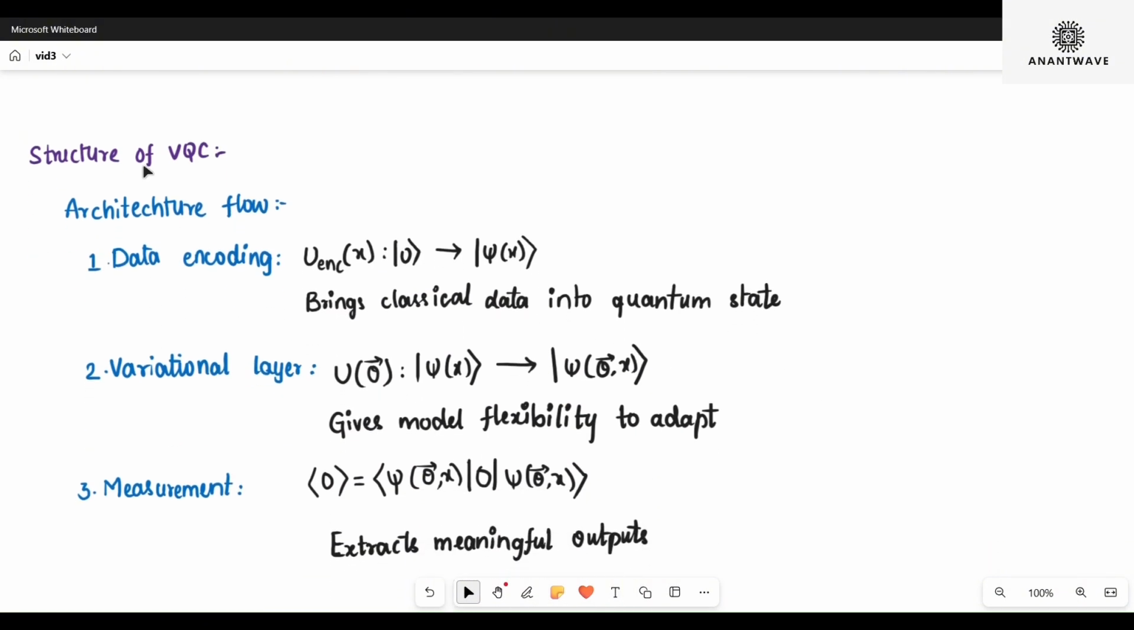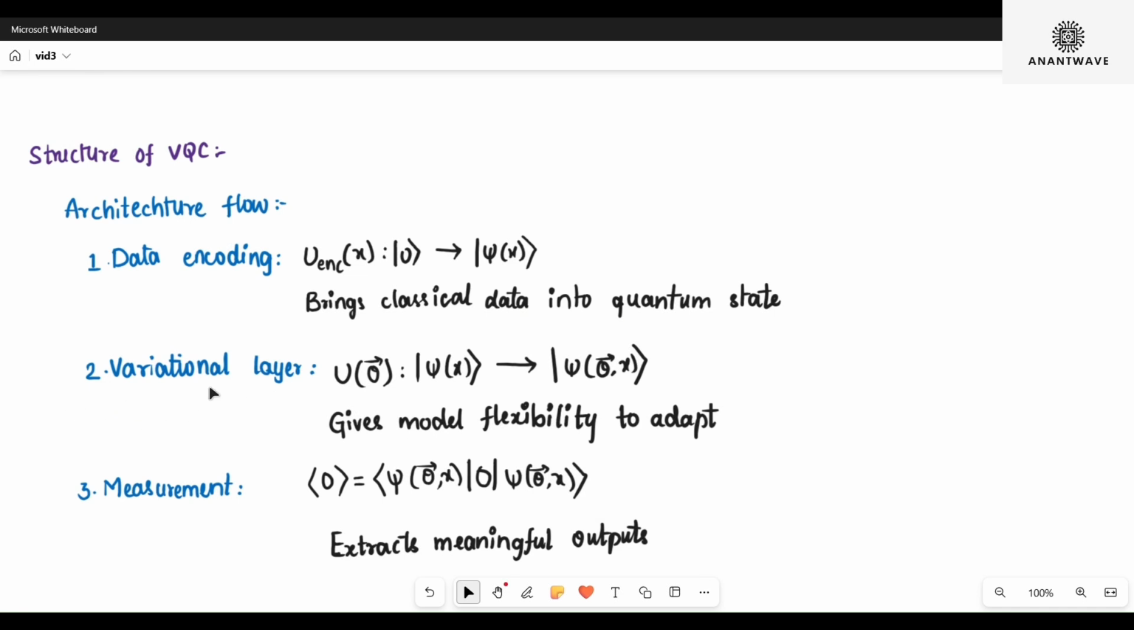Now let's study the structure of VQC. We'll see the architecture flow. Firstly, we'll have data encoding. Here we'll have the classical data which is encoded into quantum state. This brings classical data into quantum state.